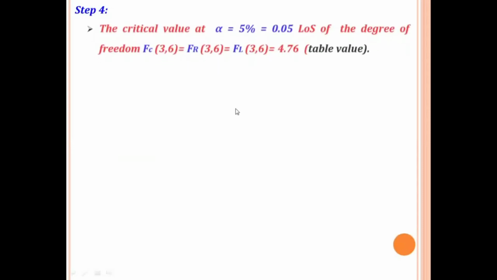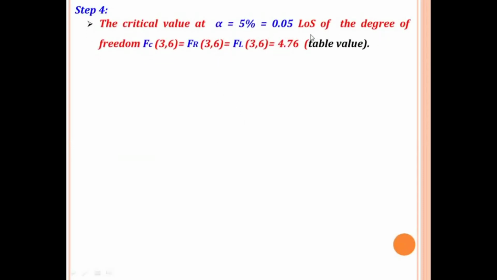Next, we write step number 4. Step number 4 is the critical value at 5% level of significance of the degree of freedom. Column wise, row wise, letters wise, we get 4.76. Next, step number 5. We have to give three different conclusions: one is row wise, another is column wise, another is letters wise.